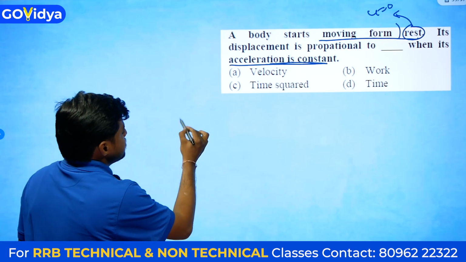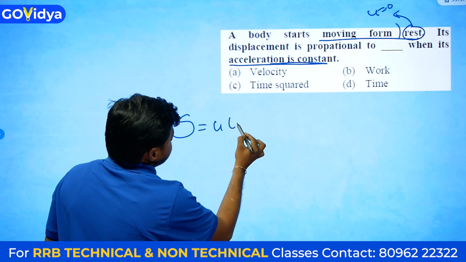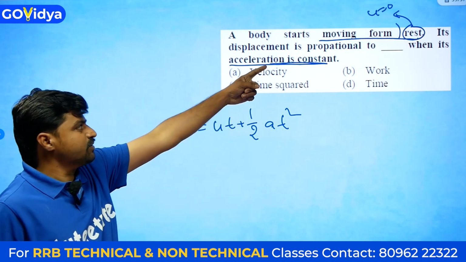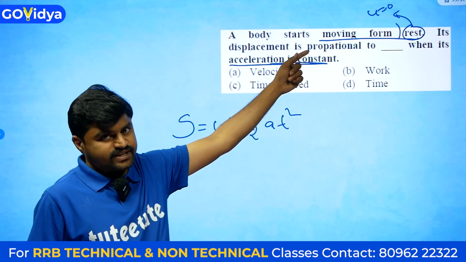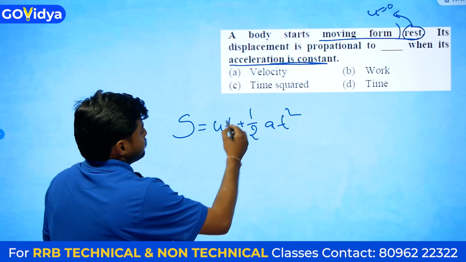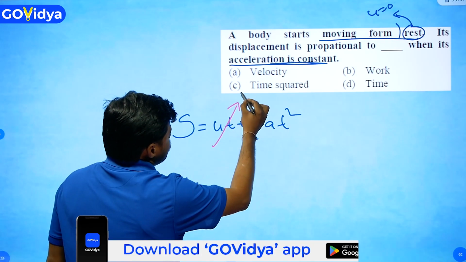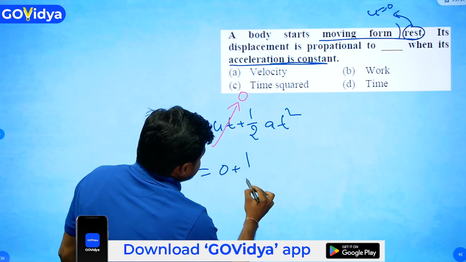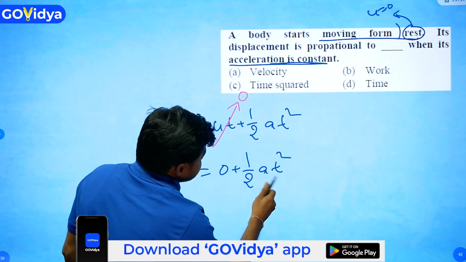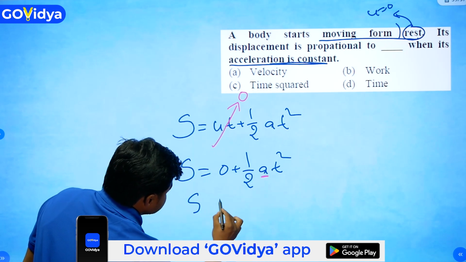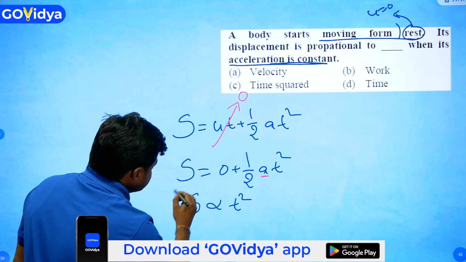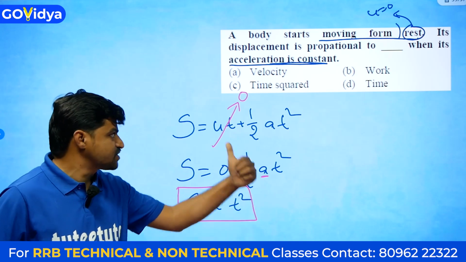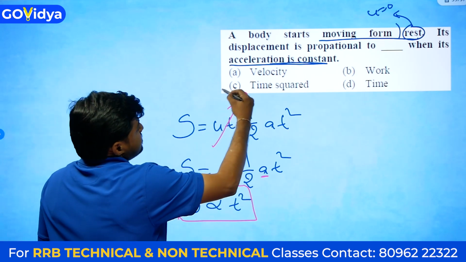Displacement, what is the displacement formula? S is equal to ut plus 1 by 2 at square. Okay, initial velocity is 0 because the body is moving from rest. Rest means manaki initial velocity 0. Okay, initial velocity 0 అయినప్పుడు u is equal to 0. U is equal to 0, this total term becomes 0. S is equal to 0 plus 1 by 2 a t square. Acceleration is also constant. Okay, we can also write S is directly proportional to t square. Okay, displacement is directly proportional to time squared. From the options, option C is the correct answer.